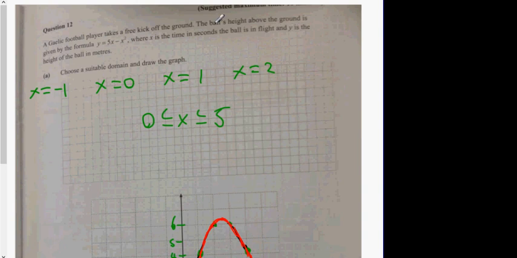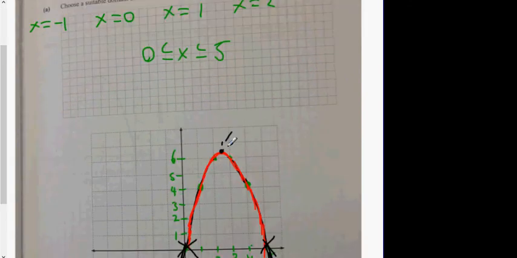Gaelic player takes a free stand. The ball's height above the ground is given by this formula here. The y value is the height, and it's given in terms of x's. Okay, so we already know that it's going to be 6.25 because we drew that in the last question. Remember, we did the 2.5 in the middle, and we got 6.25 as the maximum height.